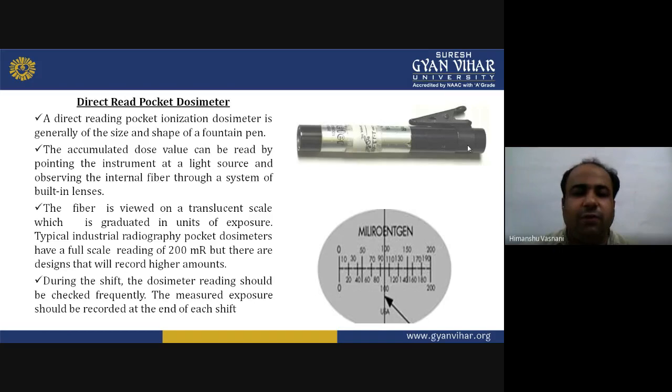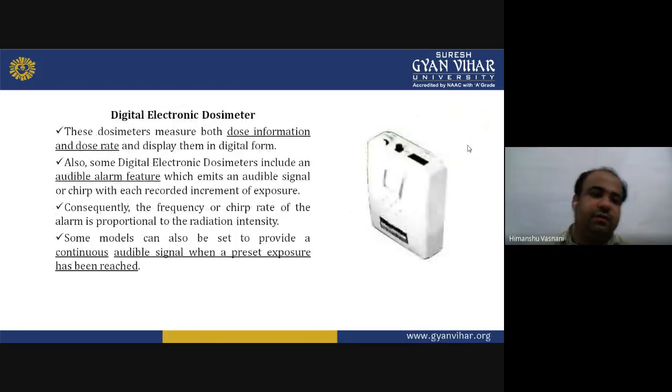The fiber is viewed on a translucent scale, which is graduated in units of exposure. Typical industrial radiography pocket dosimeters have a full scale reading of 200 mR, but there are designs that will record higher amounts. During the shift, the dosimeter reading should be checked frequently and exposure should be recorded at the end of each shift.